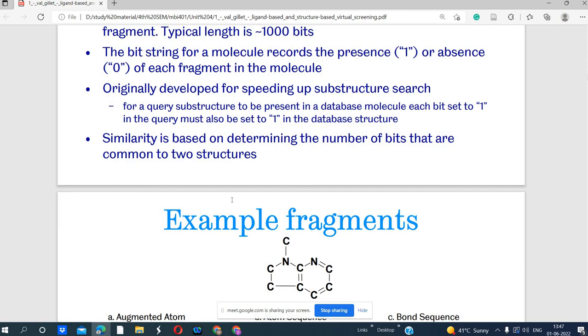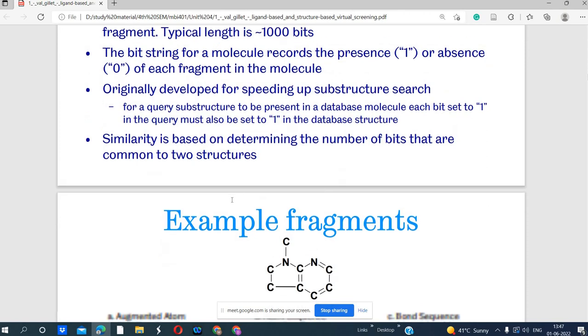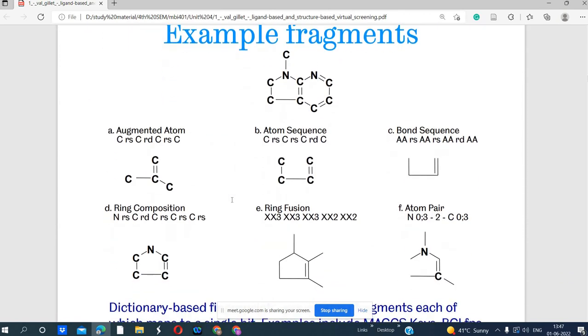Similarity is based on determining the number of bits that are common to two structures. If there is a number of common bits, it shows that there are common features between the two structures, like one fragment being the same. Here you can see some example fragments.